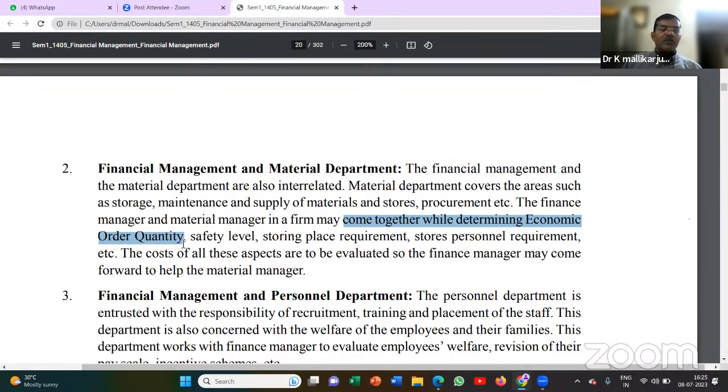Stored personnel requirements, all under the material department. See why? Because in a manufacturing company, the material cost may be 50 to 60 percent. You talked about a sugar company: sugarcane, the major source material, is there. For a cement company, similarly; for a steel company, steel is the major cost, right? So financial management and material management put together work hand in hand.